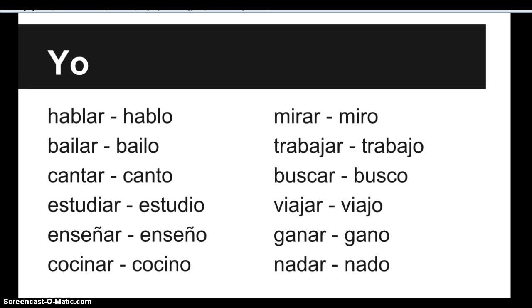And now that you've filled some of those in, here are some of the answers. If your verbs aren't in the exact same order or you have other verbs, just check to be sure you're doing the right thing. You're dropping the AR and adding the O. So we have hablo, bailo, canto, estudio, enseño, cocino, miro, trabajo, busco, viajo, gano, nado. Notice they all end in O, so they're all talking about me or I doing them.